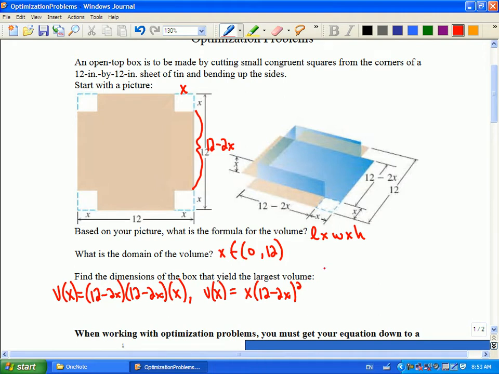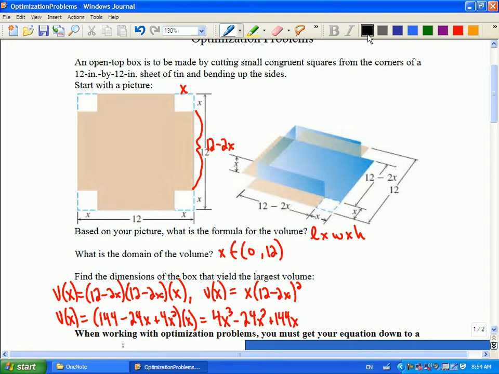Okay, so I'm going to try and catch up here. Maybe I'll expand it here, it's still quite early in the morning here. Maybe this will be the way to go. I'd have 144 minus 24x plus 4x squared times x. And that's going to be 4x cubed minus 24x squared and 144x. So yeah, that's certainly fairly easy to do. That way I have a simple derivative.